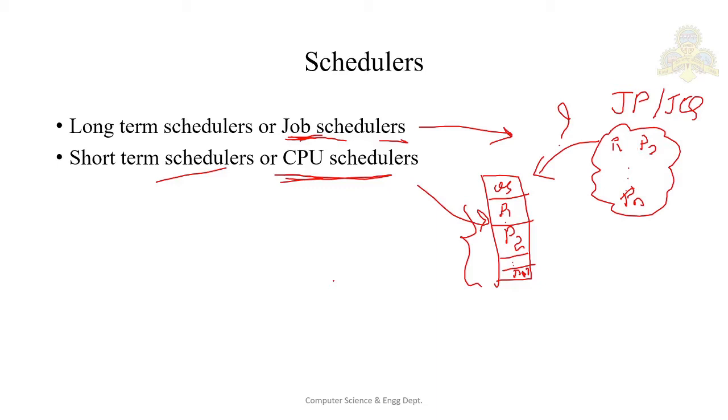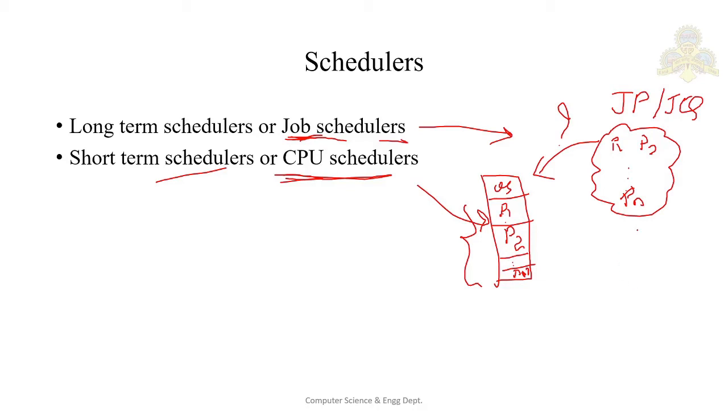So if the degree of multiprogramming is stable, that means the average rate of process creation is equal to the average departure rate. Creation means moving the process into the main memory, and termination or departure means the termination of the processes. If it is equal, then the long-term scheduler may be invoked only when a process leaves the system, or only when the process terminates.